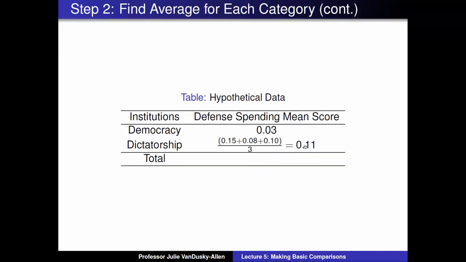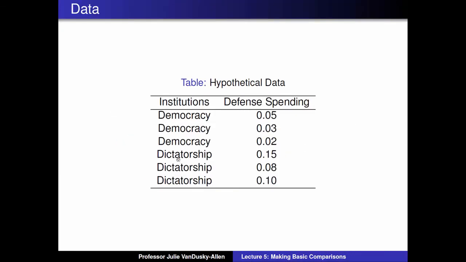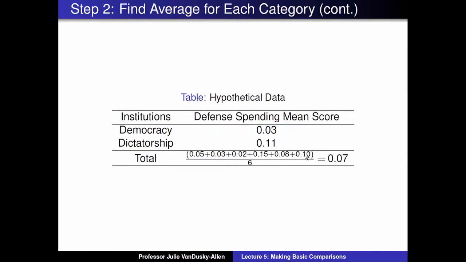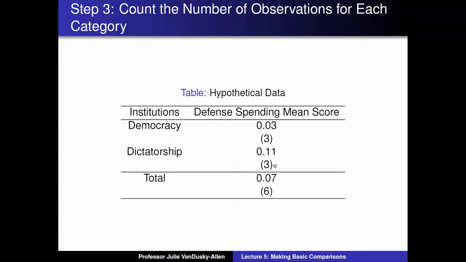The dictatorship category also had 3 observations. So we write the number 3 in parentheses under the mean score for dictatorship. And there were 6 total observations. So we write the number 6 in parentheses under the mean score for all observations.